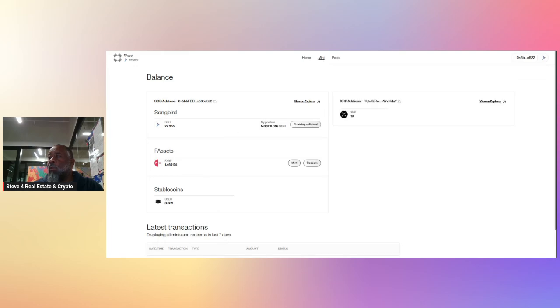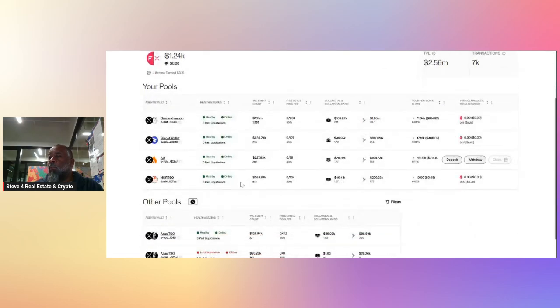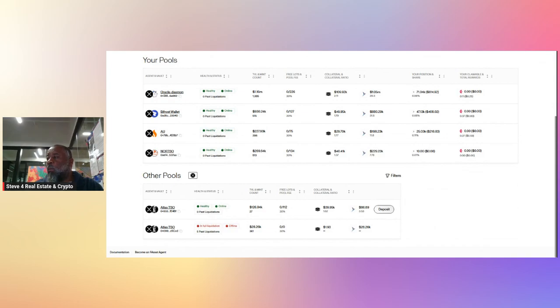You go to the mint tab, it shows you what your positions are on each of these. So I've got 10 XRP, no USDX, and then the pools. The pools look good. ATLAS TSO is there at a 1.62 collateral ratio. Norton is pretty low, but I only have 10 SGB in that one, so I'm not too worried about that one. But the rest of these look pretty good in terms of their collateral ratio.